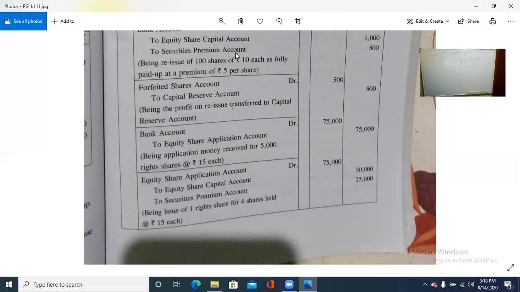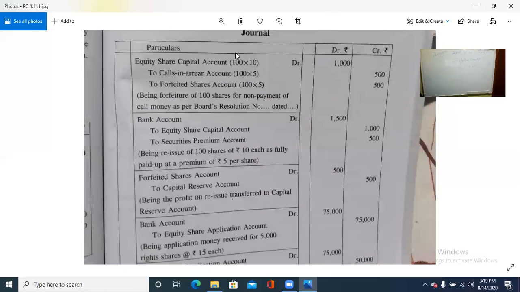ക്ലിയർ? അപ്പൊ ആദ്യമേ ഷെയർ ഏതായിരുന്നു? ഇക്വിറ്റി ഷെയർ ക്യാപിറ്റൽ അക്കൗണ്ട് ഡെറ്റർ ടു കോൾസിൻ അരിയർ ടു ഫോർഫീറ്റഡ് ഷെയർസ്. ചില എൻട്രീസ് വിട്ടിരിക്കുക. കാര്യം എന്നാ? ബാങ്ക് അക്കൗണ്ട് ഡെറ്റർ ടു ഷെയർ ആപ്ലിക്കേഷൻ, അങ്ങനെയുള്ള എൻട്രി ഒന്നും ഇതിനകത്ത് വേണ്ട. കാരണം ഒറ്റ എൻട്രി കൊണ്ട് കാര്യം കഴിയും. അതുകൊണ്ടാണ് 100 ഷെയറിന്റെ ഫോർഫീച്ചർ വന്നിരിക്കുന്നത്. അതിനു വേണ്ടിയിട്ടാണ് ആ എൻട്രി എഴുതിയത്. ഇക്വിറ്റി ഷെയർ ക്യാപിറ്റൽ അക്കൗണ്ട് ഡെറ്റർ ടു കോൾസിൻ അരിയേഴ്സ് ടു ഫോർഫീറ്റഡ് ഷെയർസ്. Then second is bank account debtor to equity share capital account, to share premium, and then the balance to be transferred to capital redemption reserve.